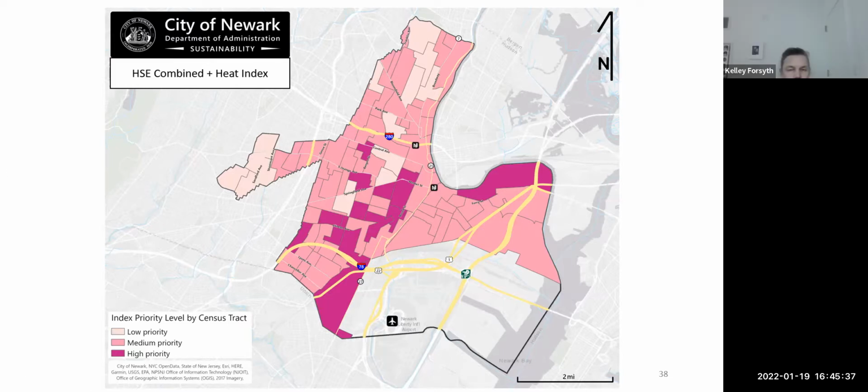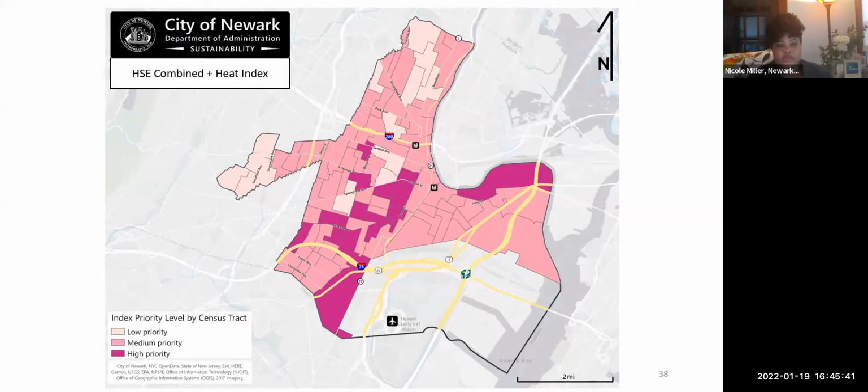And Liz asked if these had been compared to the EPA EJ screening tool. I know that Natalie had discussed some maps coming out that you were looking to do comparison with. So I don't know if you want to speak to that.